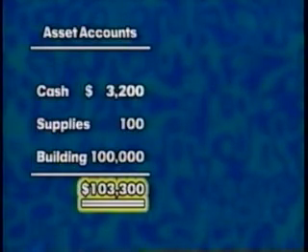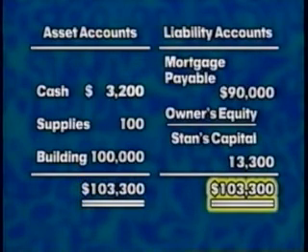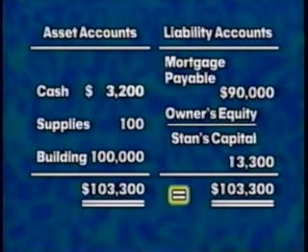So you add up all the asset account balances, then you add up all the liability and owner's equity account balances. You can see that assets equal liabilities plus owner's equity.